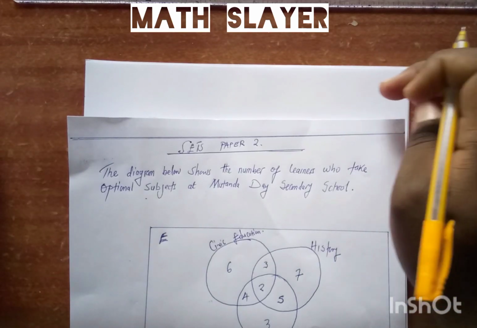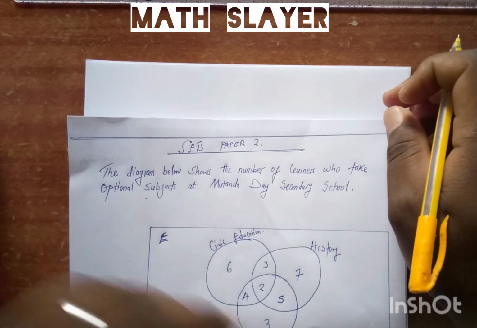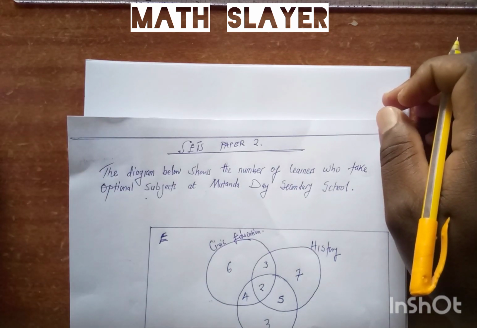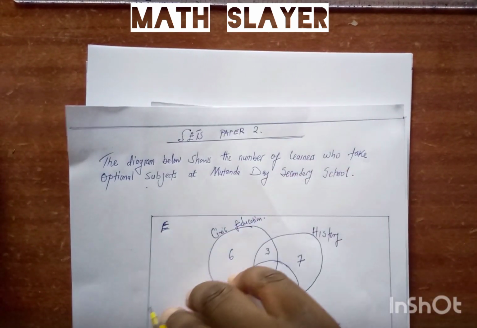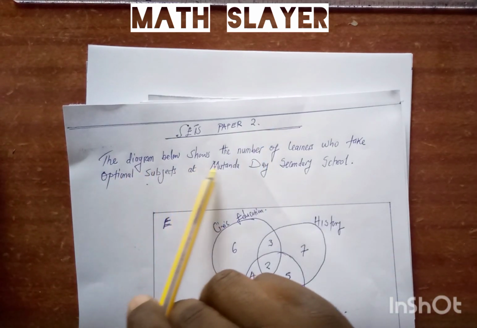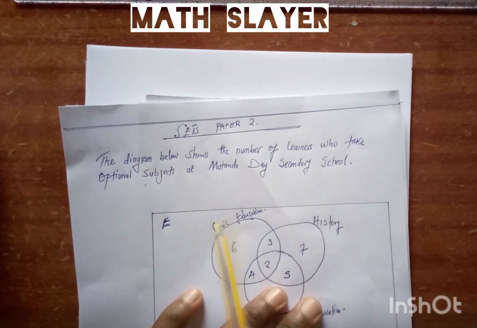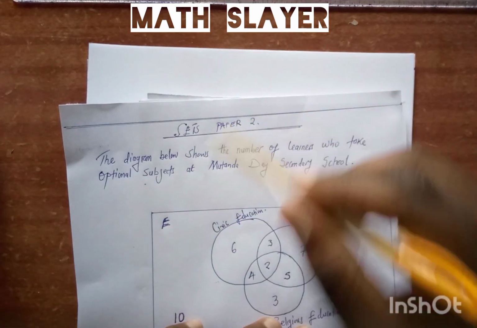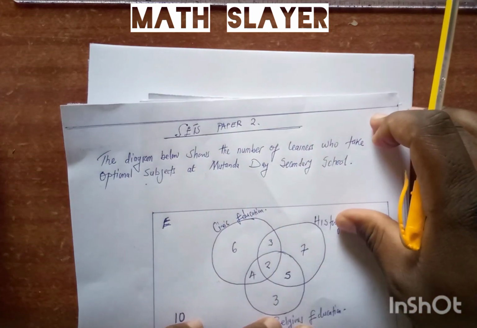So I'm going to explain to you the concept of sets, which is interrogated in mathematics paper 2, not paper 1. With me, I have this diagram here. I've written sets paper 2, and the diagram below shows the number of learners who took optional subjects at Mtanda Day Secondary School. So we are talking about optional subjects at this school called Mtanda Day Secondary School.